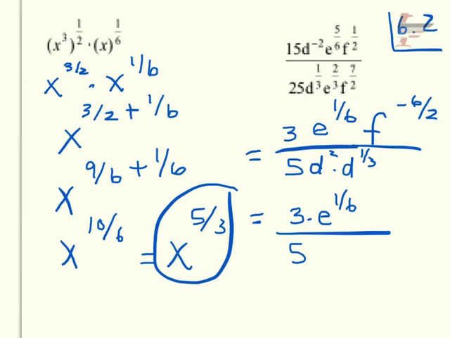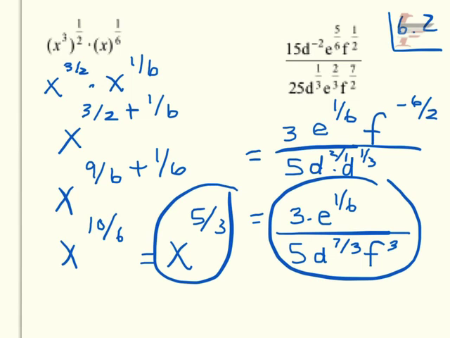And my d's, I'll start there. I can add those together. So 2, I need a common denominator because this is technically 2/1, right? So as a third, that would be 6/3 plus 1/3, which is 7/3. And then my f, this is really -3, but it has to be moved down to the bottom, so that would be f to the +3. And that's your answer.